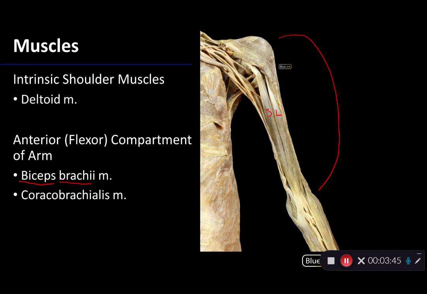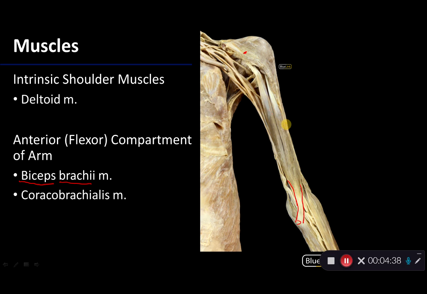That long head runs from the supraglenoid tubercle of the scapula. The short head arises from the coracoid process of the scapula. And these 2 heads come together as one to insert on the radial tuberosity. The biceps brachii muscle primarily acts upon the elbow joint. However, it does cross the shoulder joint, and the long head in particular is capable of some weak flexion of the arm.